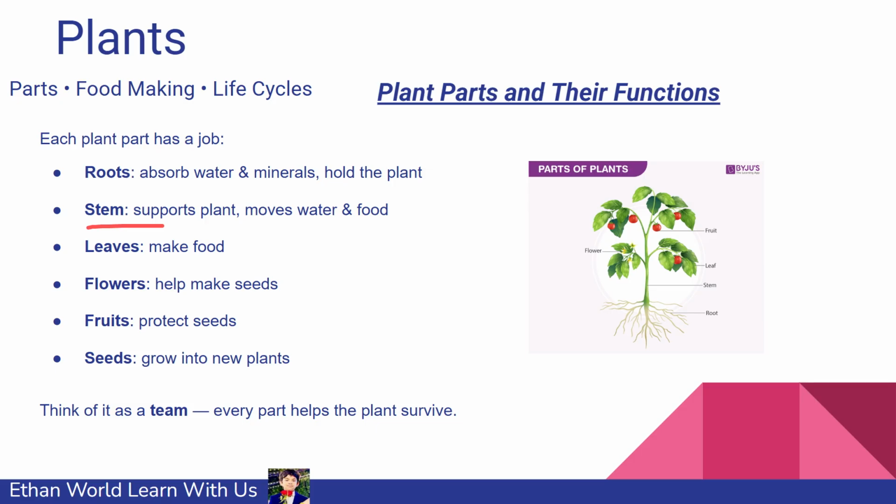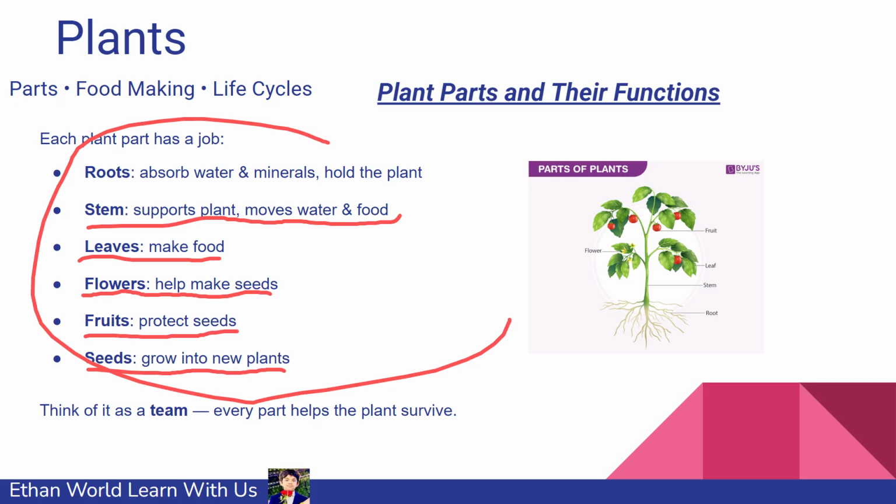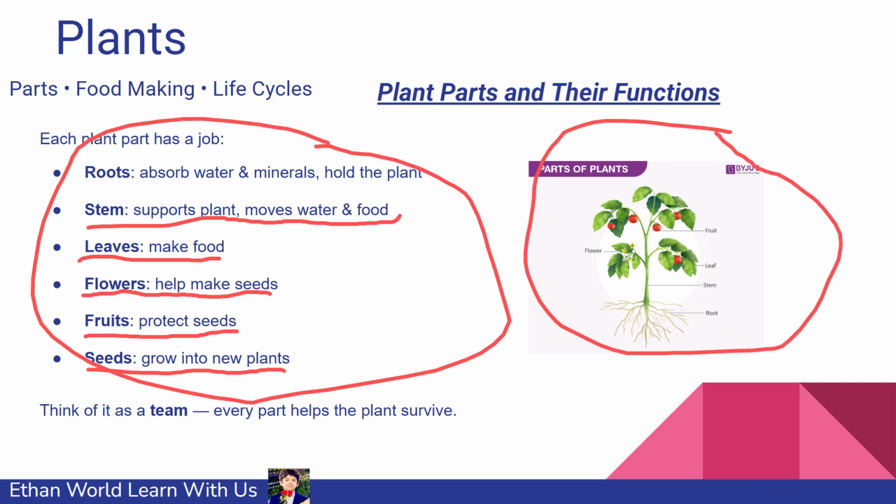So the stem supports plants, moves water, and also food. The leaves make the food through a process of photosynthesis. The flowers help make seeds, while the fruits protect the seeds, and then the seeds grow into new plants. Think of this whole thing as a team. If you need more explanations, you can look at the visual diagram if you are a visual learner.